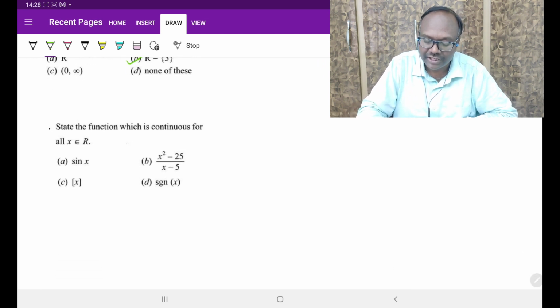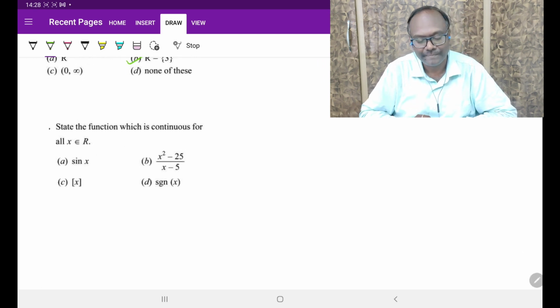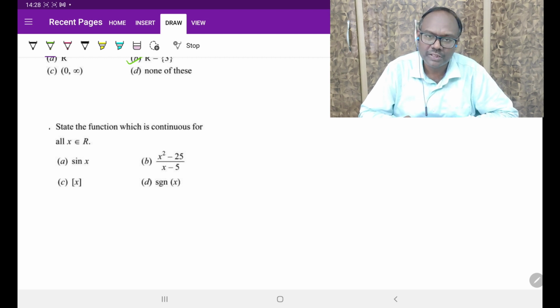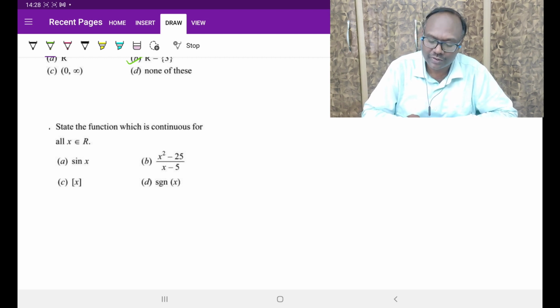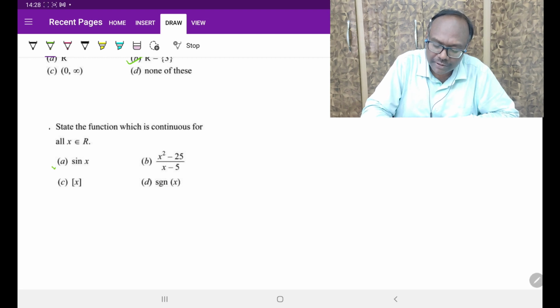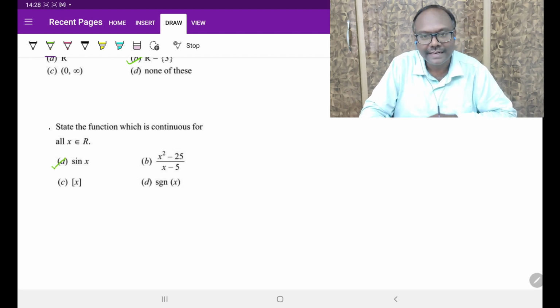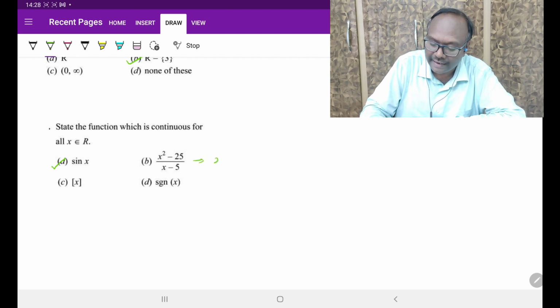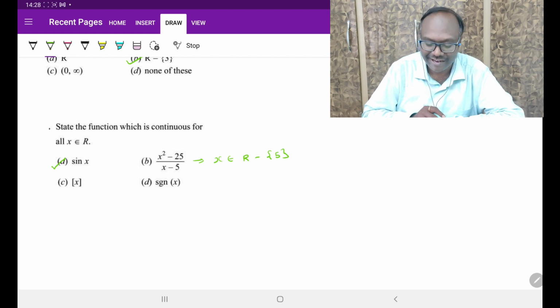State the function which is continuous for all x belongs to R. So let us try to observe these four functions. Sin x. Sin x is continuous for all x belongs to R because the domain is x belongs to R. So this is the right option. Now let us try to understand why these are not the right options. So x square minus 25 by x minus 5. This function is continuous at what points? X belongs to all real numbers except the singleton set 5, because at x equal to 5 this function is not defined.